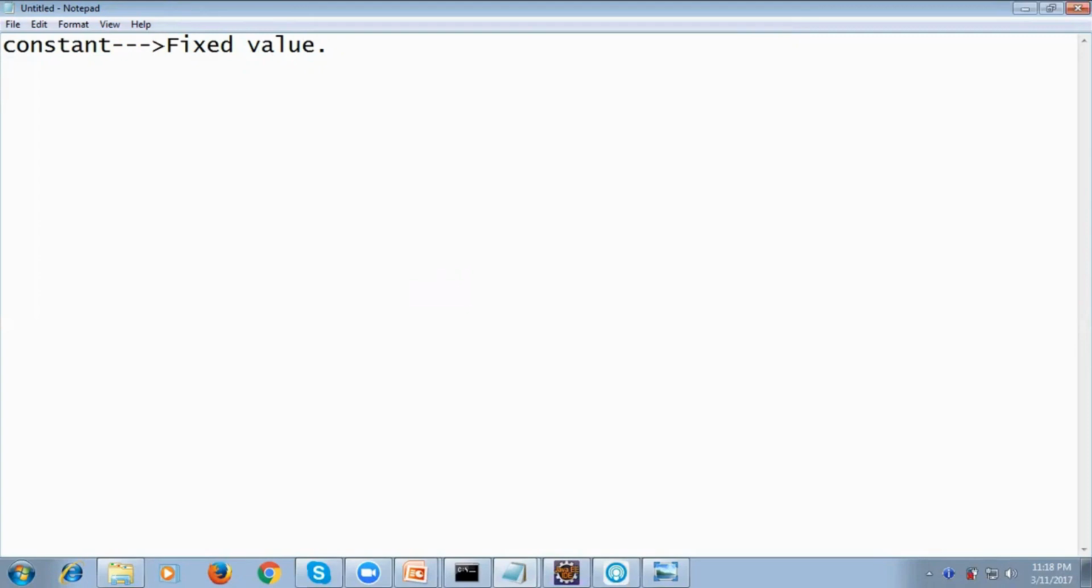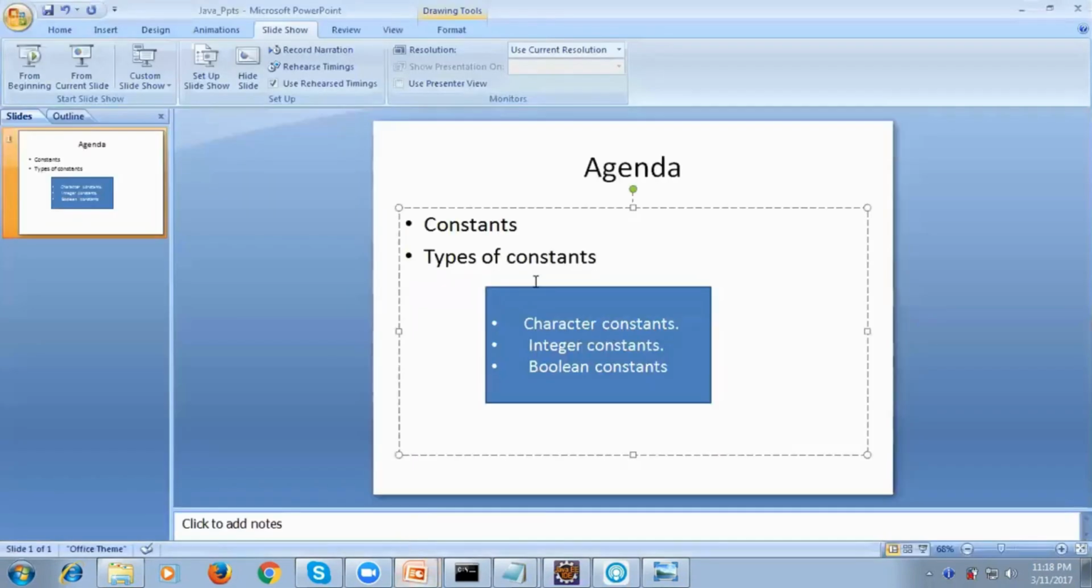Now, actually, in programming, we can call this constants, also called data, or it can be called value, anything. And that is what we call a constant. What is a constant? A constant is a fixed value which doesn't change. And in programming, we have three types of constants as shown in the PPT.